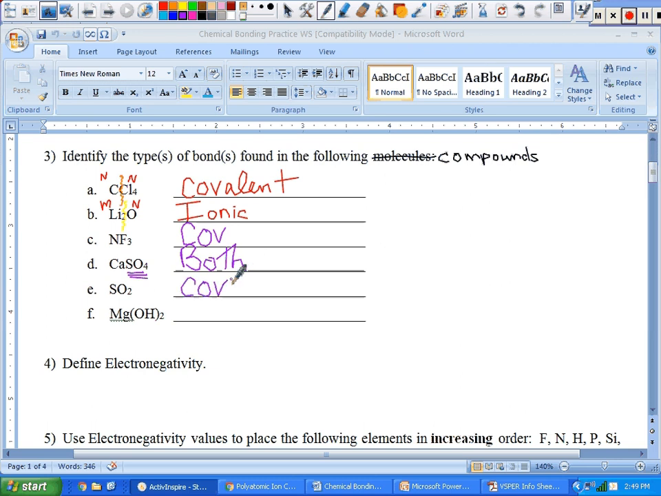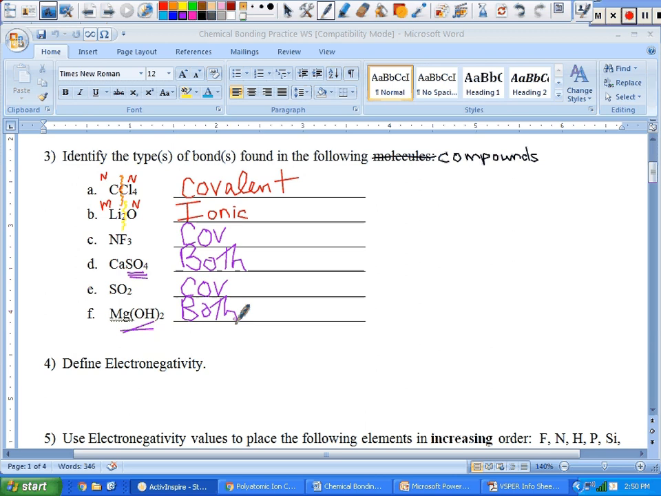The last one. What's magnesium? Metal. What's oxygen? Non-metal. And hydrogen is also a non-metal. So what type of bond is this? Both. Very good. Now, all I need is a hand, please. How many of you know what OH is, what polyatomic that is? How many of you know what polyatomic it is? This is why we're doing it again on Monday. What is it? Hydroxide. OH minus is hydroxide. So again, that's what we're going to talk about.